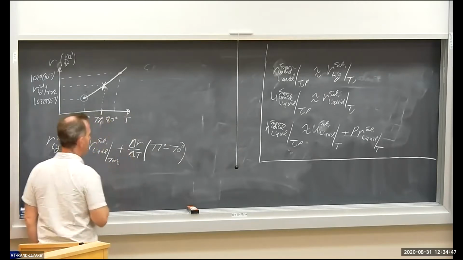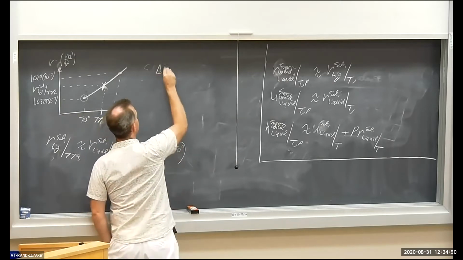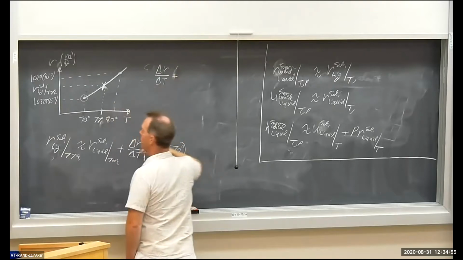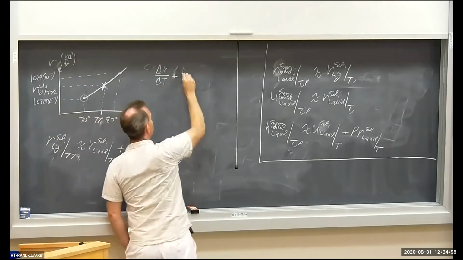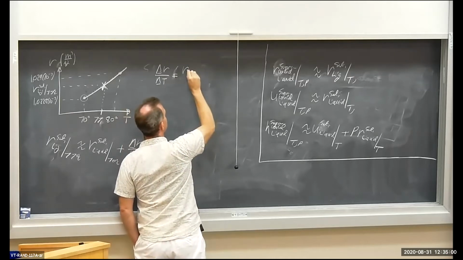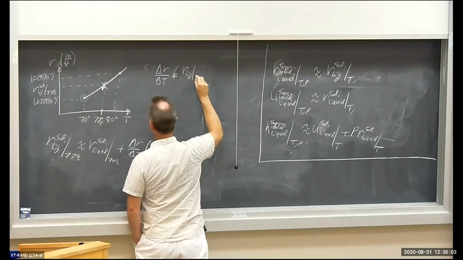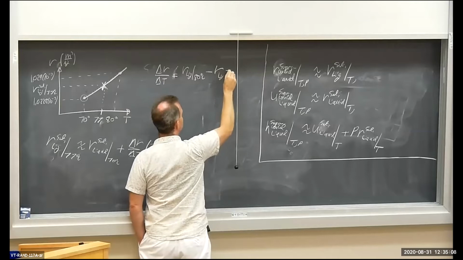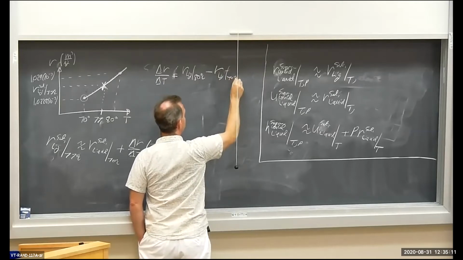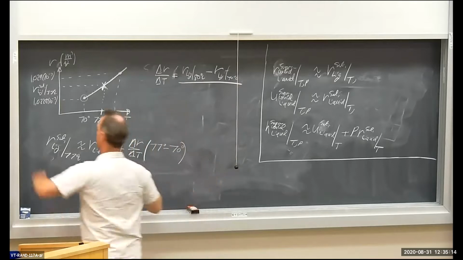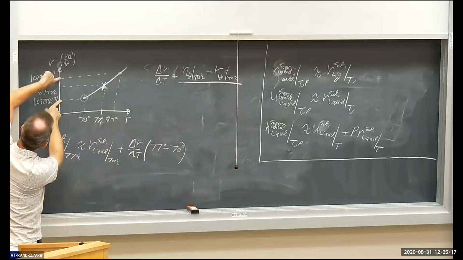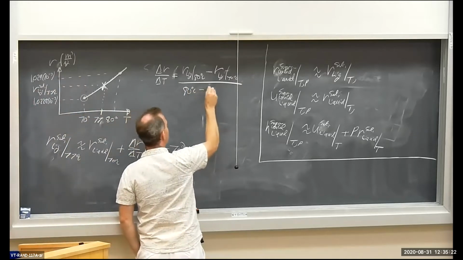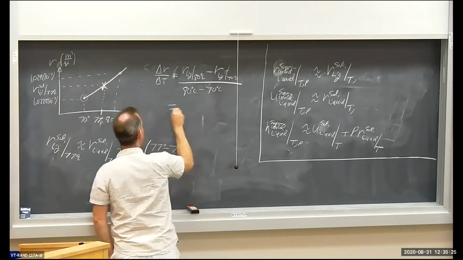Now, what's the delta V over delta T? That's going to be equal to specific volume, and I'm not going to write sat liquid, I'm just going to write liquid at 80 degrees C minus specific volume of the saturated liquid at 70 degrees C. The rise and the run is 80 degrees C minus 70 degrees C.